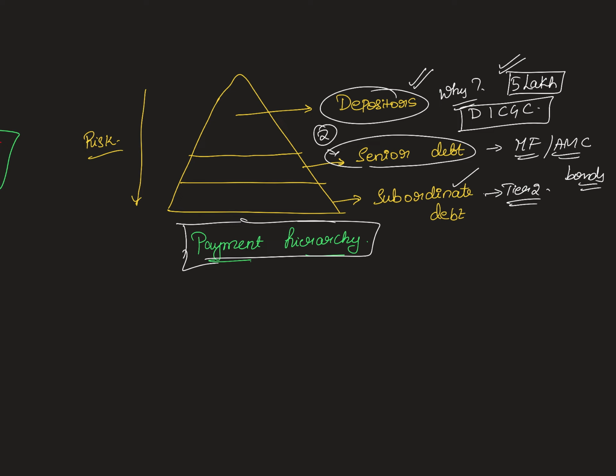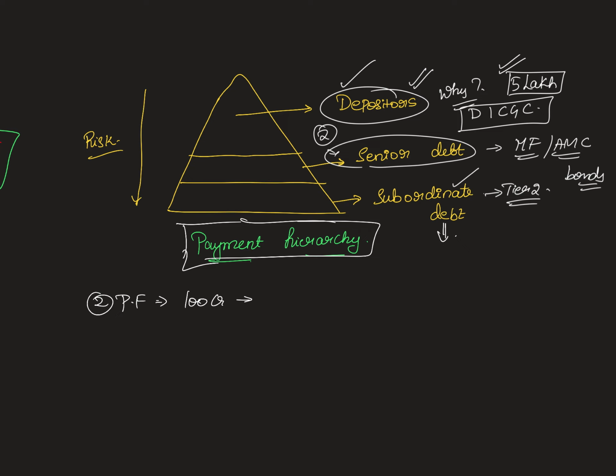Let me give you one example. Let's say there is a pension fund. That pension fund gave 100 crore rupees to the bank by buying its senior bonds. If the bank collapses, depositors get paid first, and then this pension fund will get its money back. Second priority. So, of course, it is relatively safe, but it's not as guaranteed as depositors, because depositors at least have an insurance.